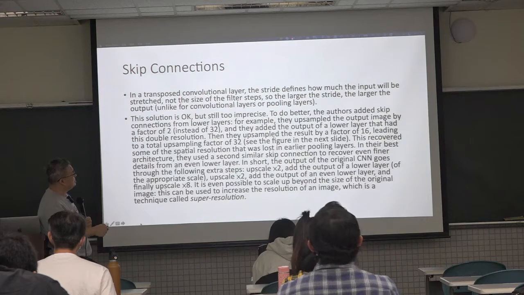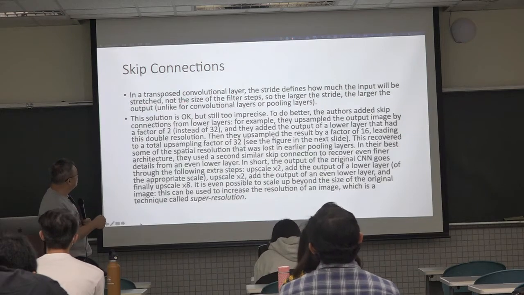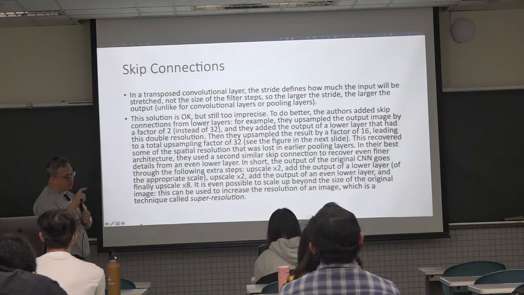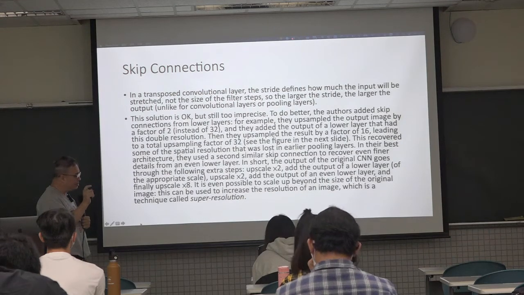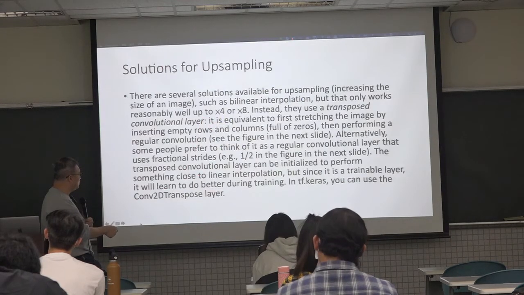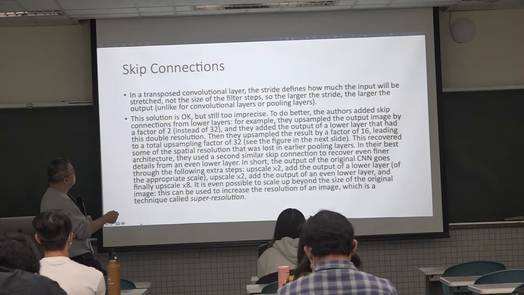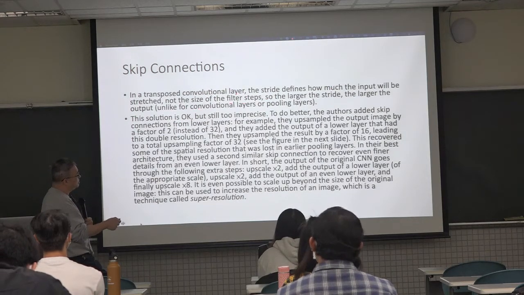So in the transpose convolution layer, the stride defines how much the input will be stretched, not the size of the filter steps. When we specify stride equal to 2, that means we stretch the width and height. We double the width and height instead of shrinking the width and height by half. Of course, it's in the Conv2DTranspose function. It's different from the regular convolution layer or pooling layer.